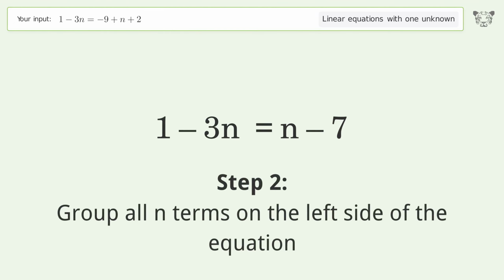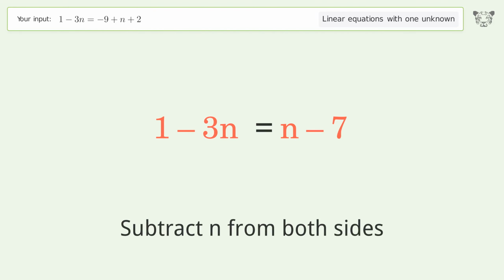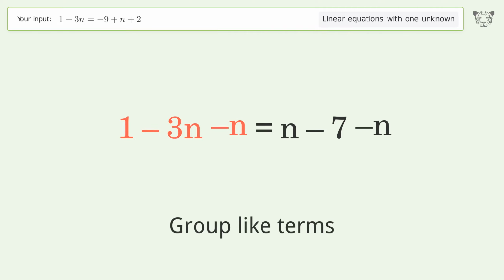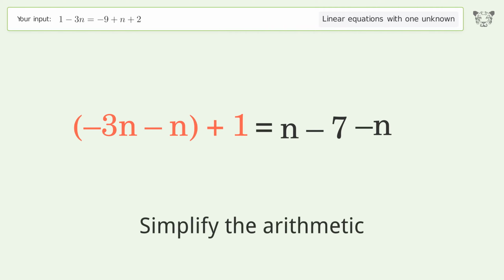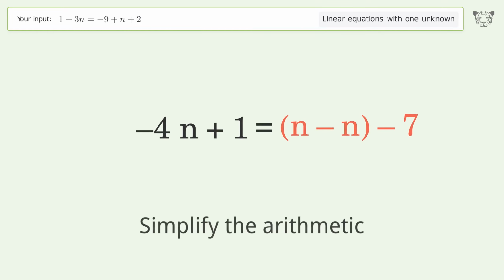Group all n terms on the left side of the equation. Subtract n from both sides. Group like terms. Simplify the arithmetic. Group like terms. Simplify the arithmetic.